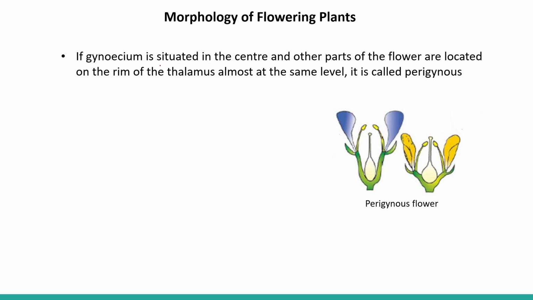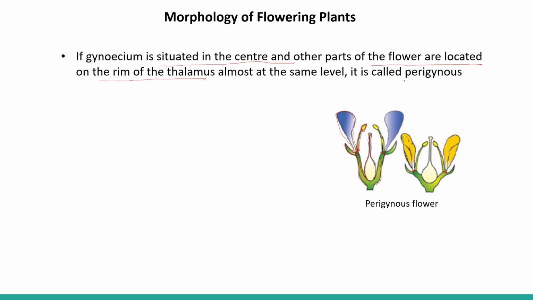Next, if the gynoecium is situated in the center and the other parts of the flower are located on the rim of the thalamus. So here it is again, the position is topmost, and here is the rim. You can see the thalamus rim is here, and all the floral parts like the calyx, corolla, and the male reproductive part, androecium, are present at this rim. In this also, it is present at this rim. So if you see the position of the ovary, it is half inferior and half superior.